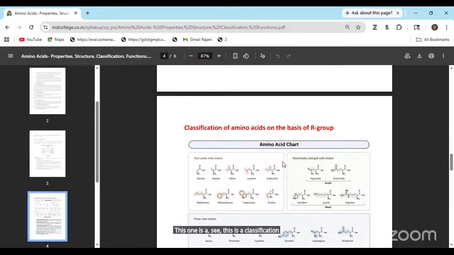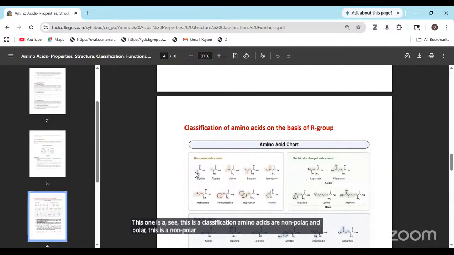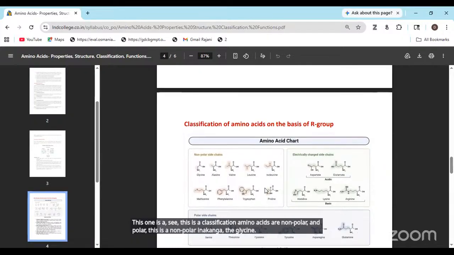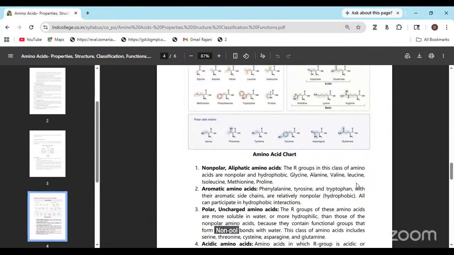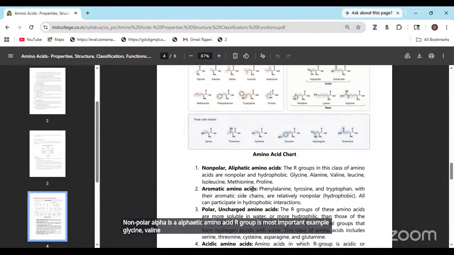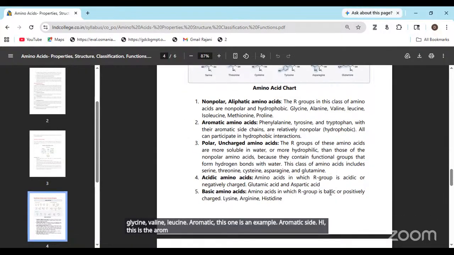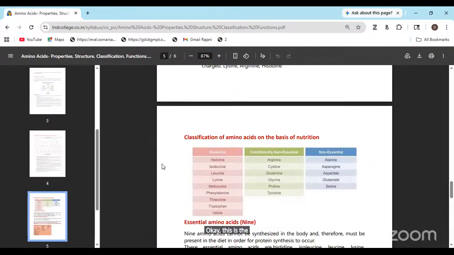Amino acids are non-polar and polar. This is the non-polar. I told you before, glycine, alanine are non-polar. Polar are serine, proline, cysteine. This one, non-polar, is an aliphatic amino acid. The R group is most important. Examples: glycine, valine, leucine. Aromatic side, this is the example. These are the non-polar groups. Okay, this is the basic amino acid.